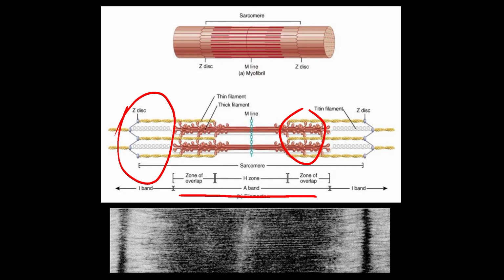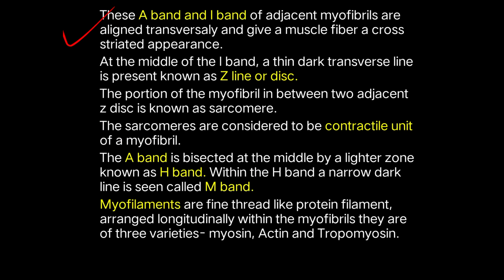Now we can see that at the middle of the I band, a thin dark transverse line is present, known as the Z line or Z disc, and the portion of the myofibril in between two adjacent Z discs is known as the sarcomere. The sarcomere is considered to be the contractile unit of the myofibril. Then the A band is bisected at the middle by a lighter zone known as the H band, and within the H band a narrow dark line is called the M band.